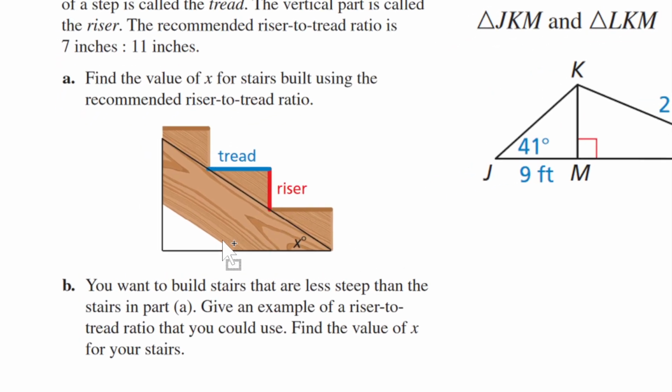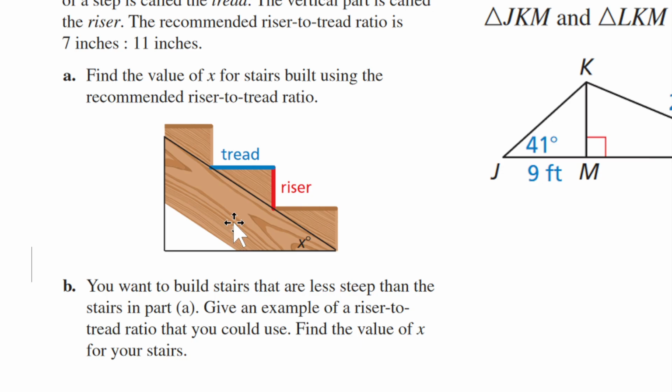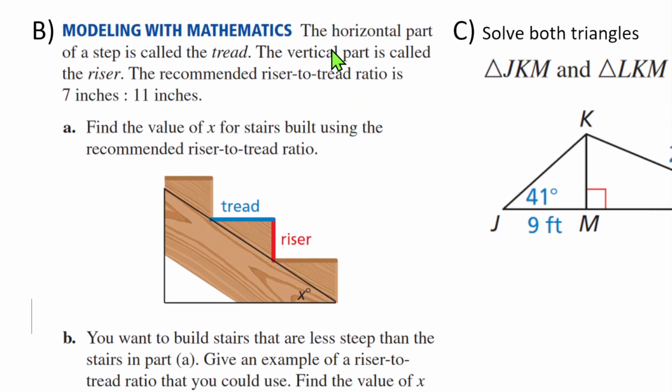It says the horizontal part of a step is called the tread. So that's the sideways part, horizontal. The vertical is called the riser. I'm just reading. So that's the red part. The recommended riser to tread ratio is 7 to 11. So that's riser to tread.